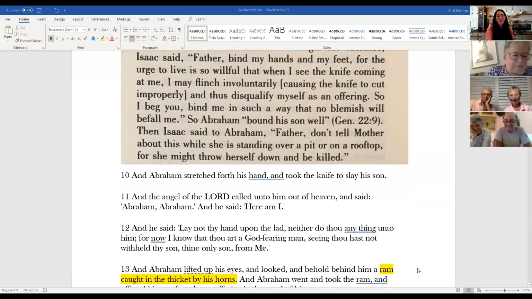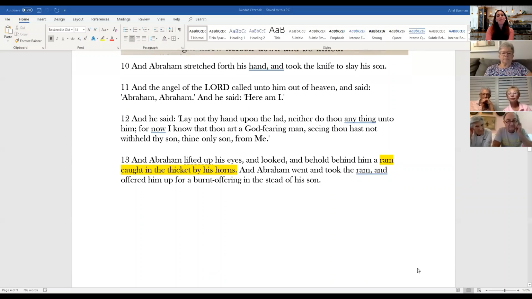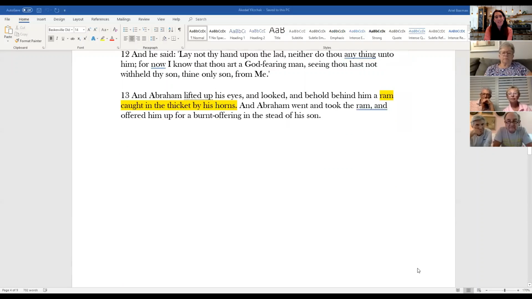Let's keep going. And Abraham stretched forth his hand and took the knife to slay his son. And the angel of the Lord called unto him out of heaven and said, "Abraham, Abraham." And he said, "Here I am." And he said, "Lay not thy hand upon the lad, neither do thou anything unto him. For now I know that thou art a God-fearing man, seeing thou hast not withheld thy son, thy only son, from me." Right? So you passed the test, Abraham. You're not going to have to sacrifice your son. And Abraham lifted up his eyes and looked, and behold, a ram caught in the thicket by his horns. And Abraham went and took the ram and offered him up for a burnt offering instead of his son.